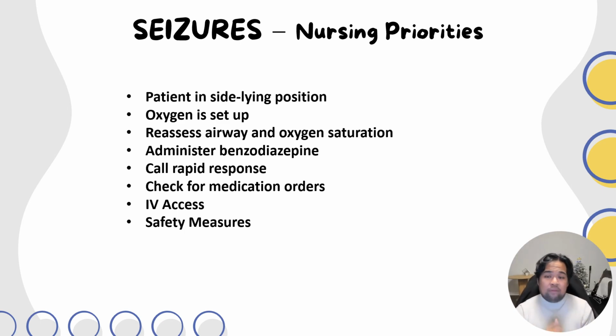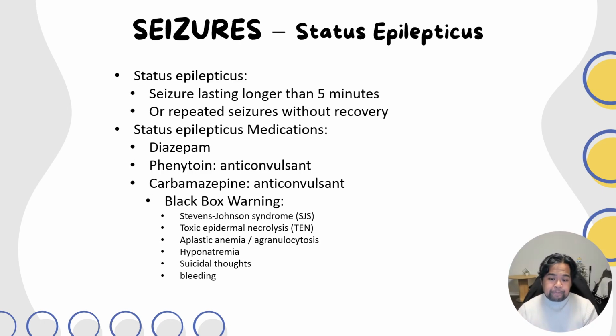And then we're going to check if they have IV access. There's times where it's an emergent situation and it's just going really bad. So sometimes you can't get that IV access. You might be able to get an IO or intraosseous, where they will drill into the bone, and then you can get the medications through that, okay? And then obviously safety measures.